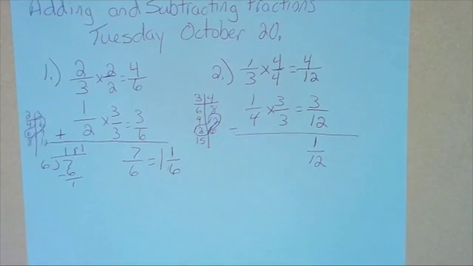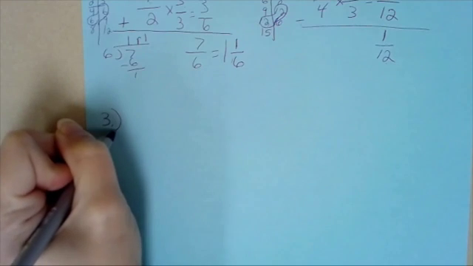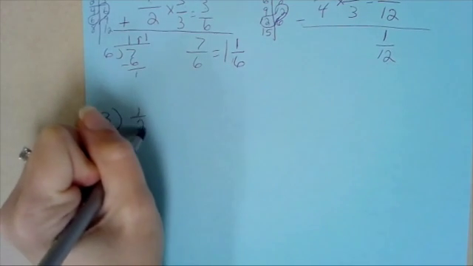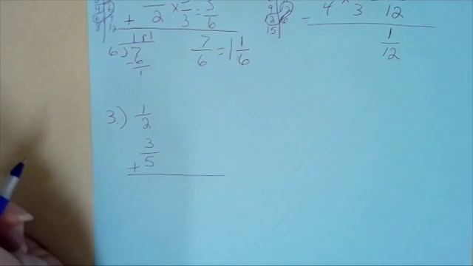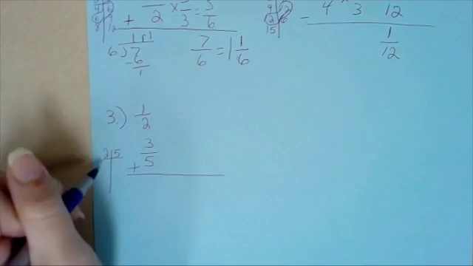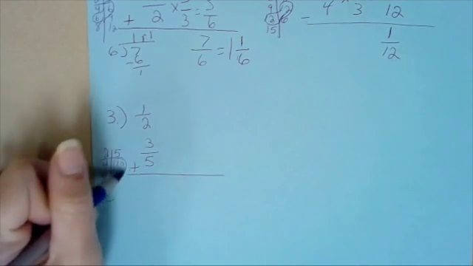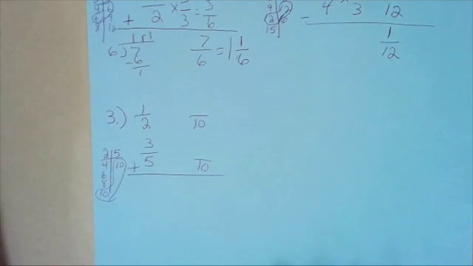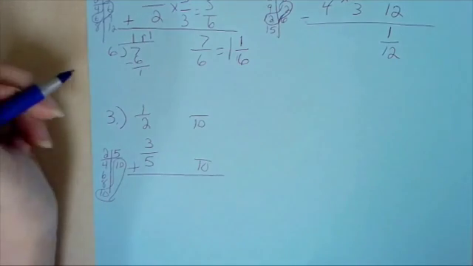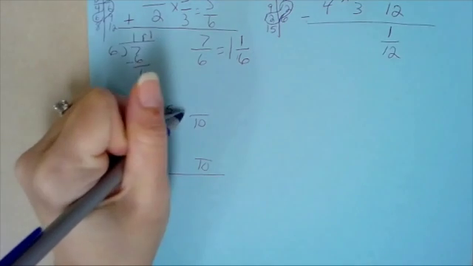Number 3 is 1/2 plus 3/5. I need a common denominator, so I make a T-chart. 2, 4, 6, 8, 10. 5, 10. 10 is the smallest number in both lists. 10 is my new denominator. I'm going to talk to myself. What did you do to 2 to get to 10? And your self is going to say, I multiplied by 5, self. And if I did it to the bottom, I'm going to do it to the top. 1 times 5 is 5.